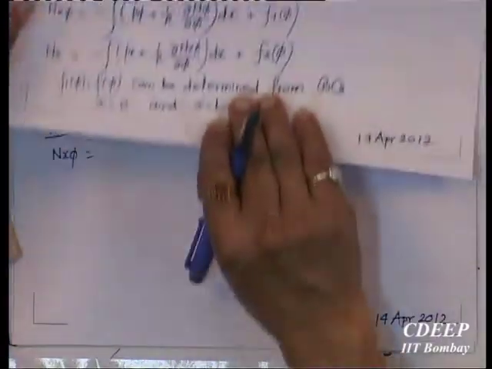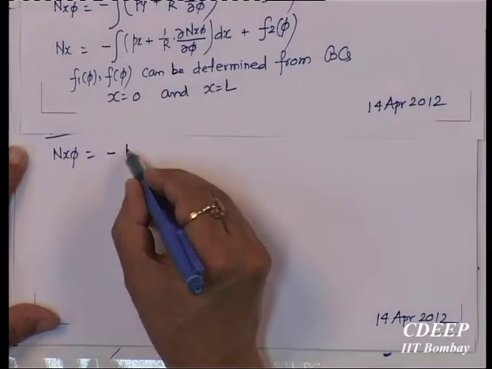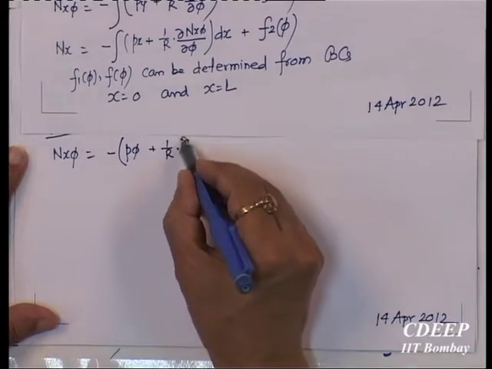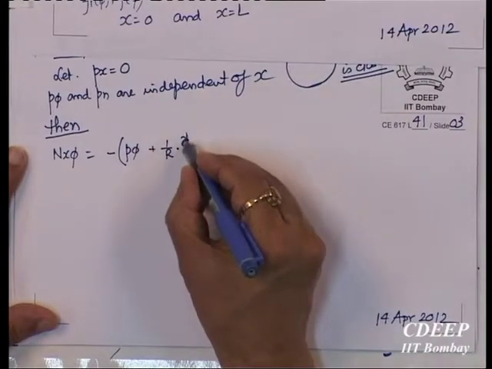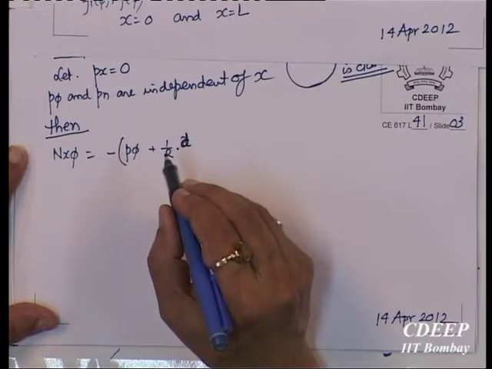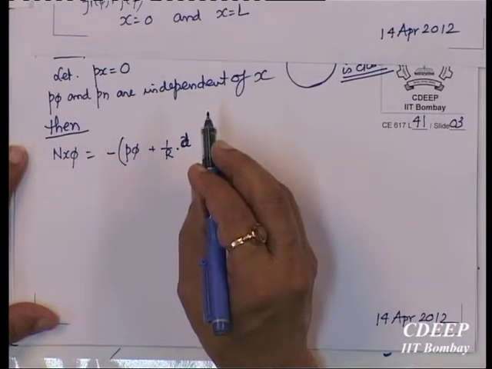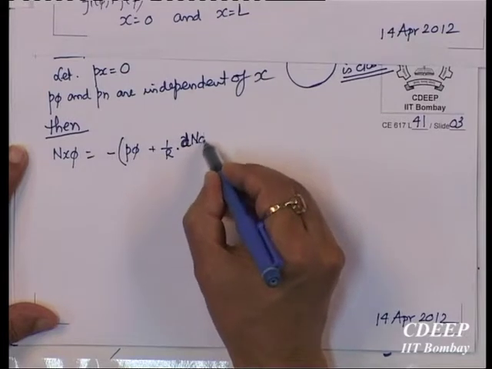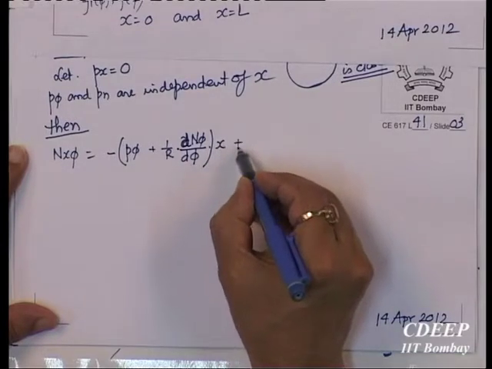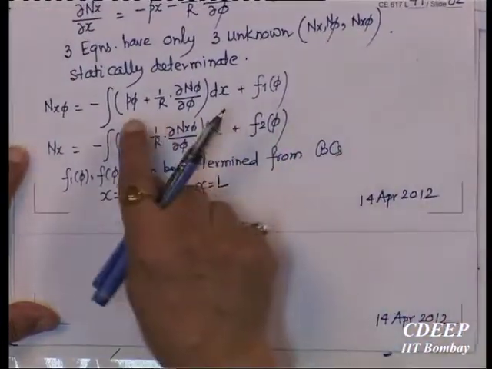This one will become n x phi equal to minus P phi plus 1 by r d n phi by d phi, since the solution is independent of x, bracket into x, plus f 1 phi. So it is the same as before.